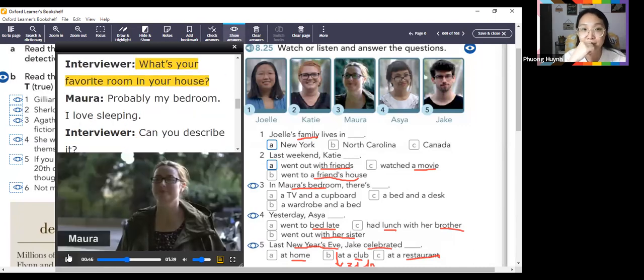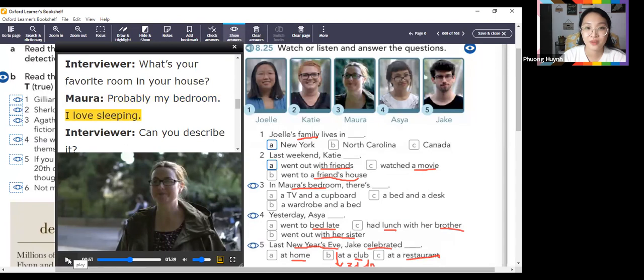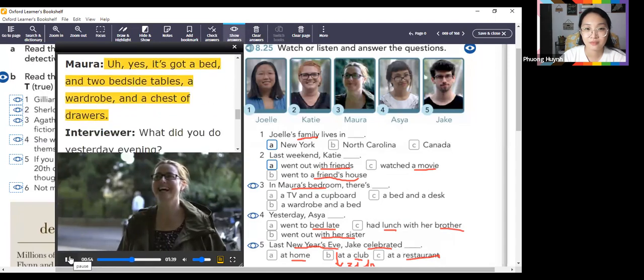What's your favorite room in your house? Probably my bedroom. I love sleeping. Can you describe it? Yes, it's got a bed and 2 bedside tables, a wardrobe and a chest of drawers.